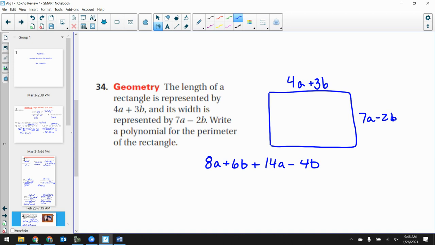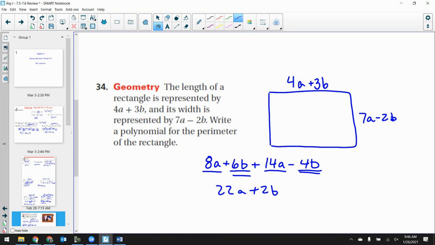Yes. I would take 4 plus 4 plus 7 plus 7, 3b plus 3b plus negative 2b plus negative 2b. So 8 and 14 make 22. 6 and negative 4 make 2. Questions on that one?